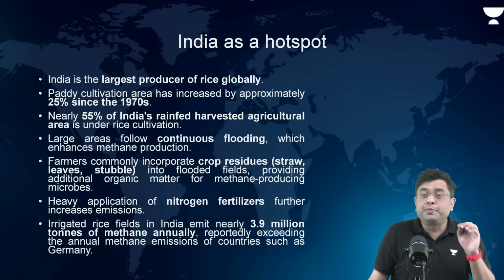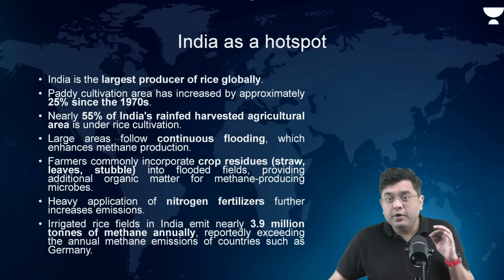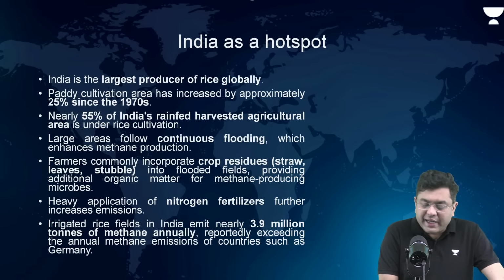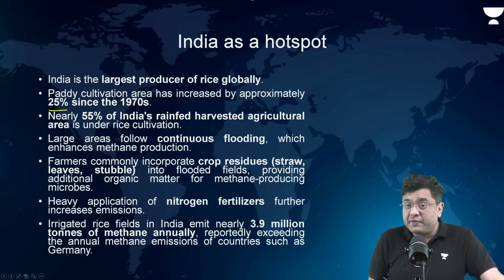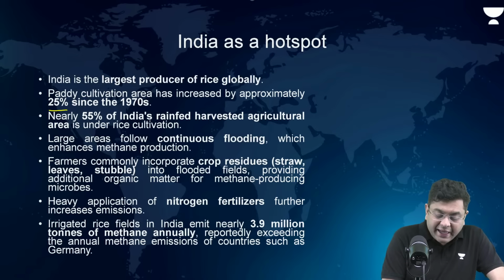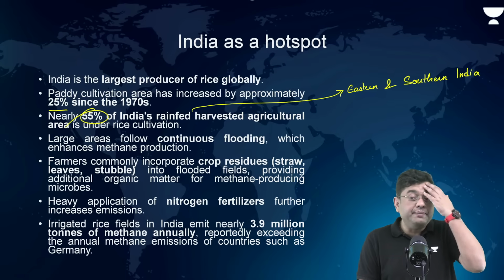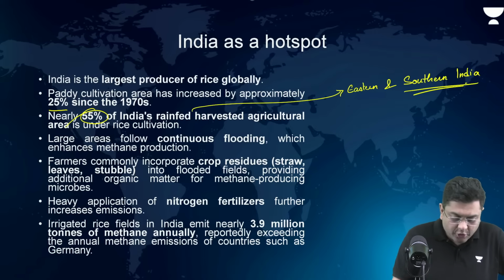India is the largest producer of rice in the world. But that was attained last year itself. Paddy cultivation has increased by approximately 25% since the 1970s. Now, nearly 55% of India's rain-fed agriculture is under rice cultivation, particularly in eastern and southern India, where rainfall is high. And most of them follow the flood irrigation methodology.